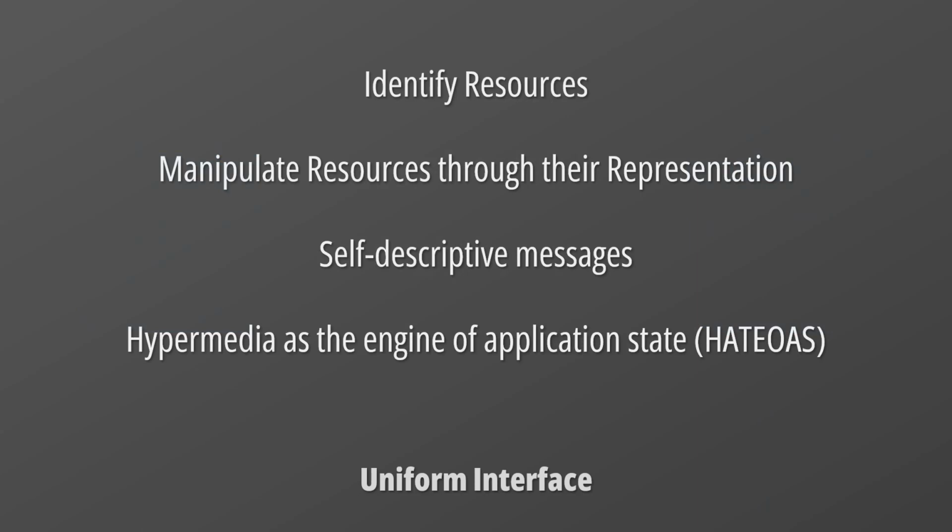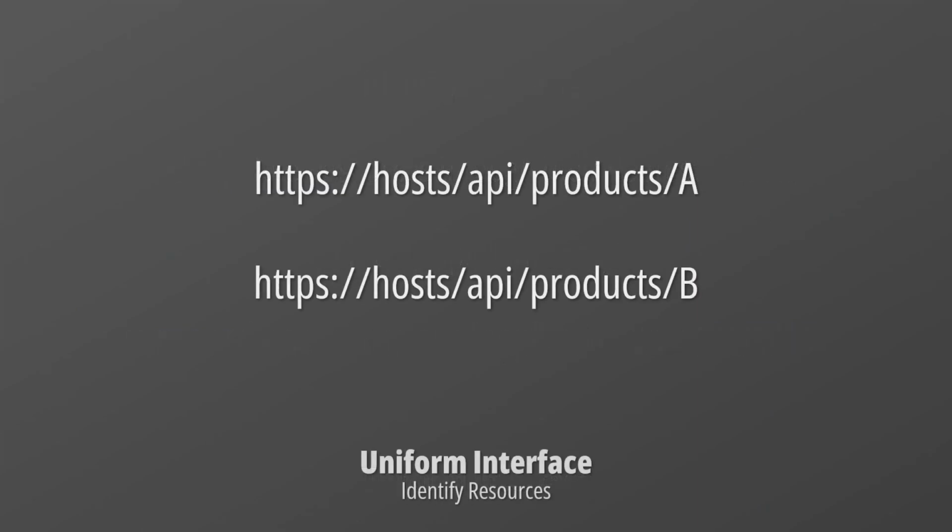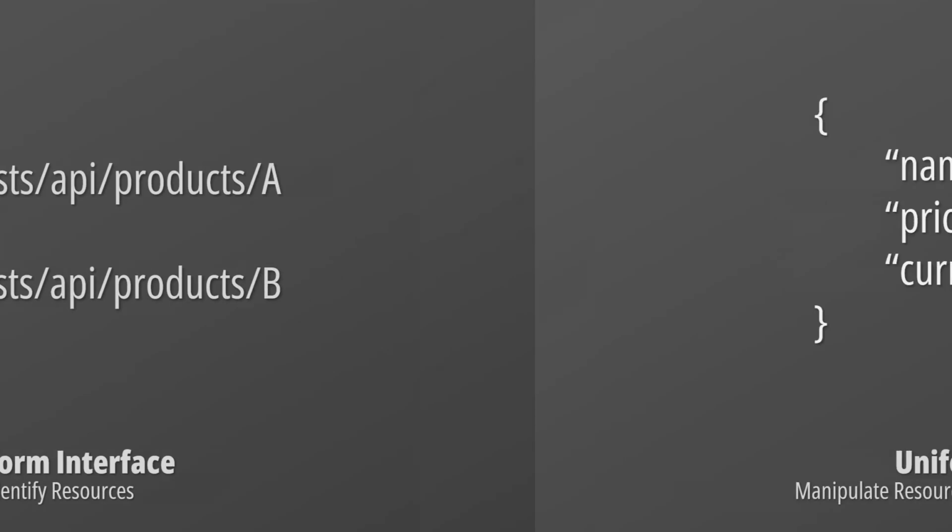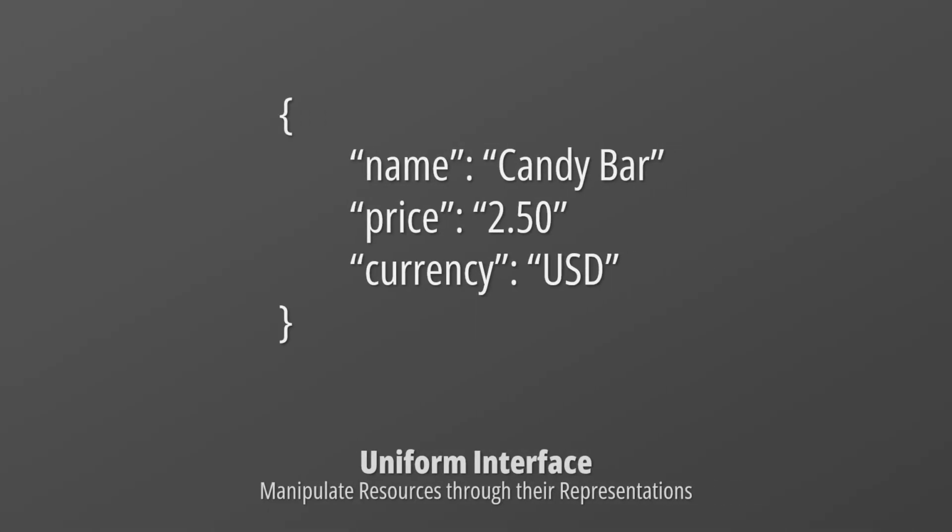First of all, identify resources. We do that in HTTP using unique URLs for each resource. Product A has a different URL than Product B. We manipulate resources through their representation. When we request the product details, the server responds with a representation of the product, in this case in JSON format. We can update the resource by sending back a modified version of the representation.